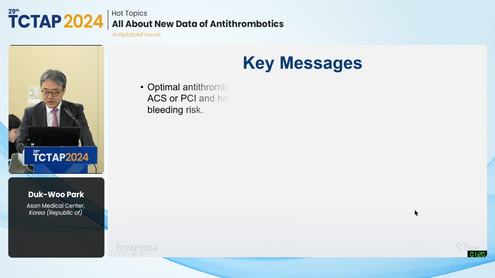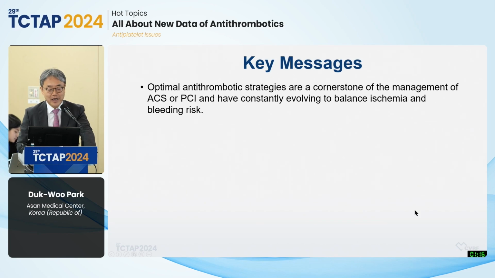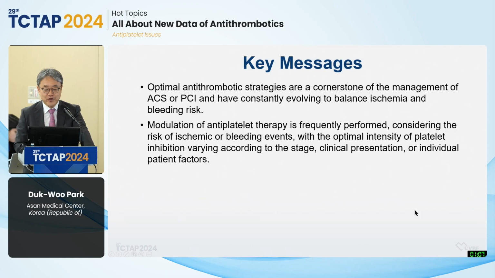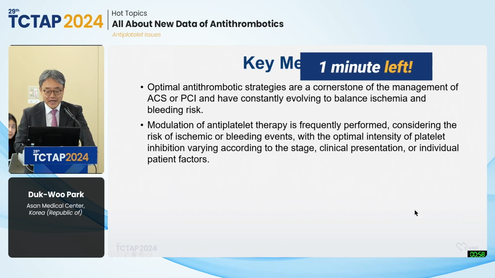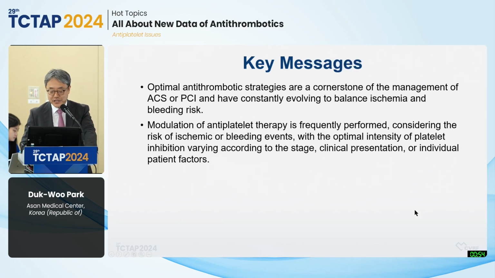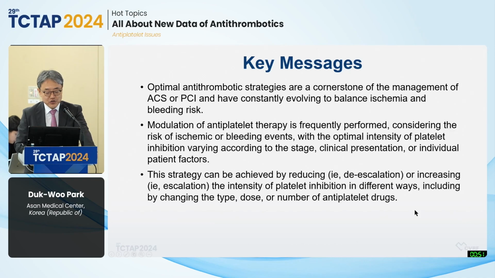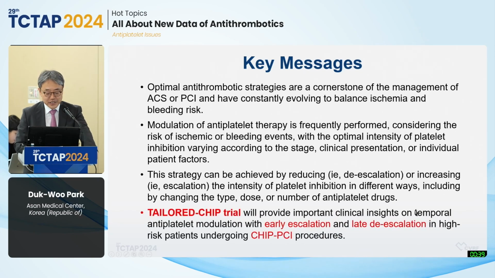So my final key message: optimal antithrombotic strategy is the cornerstone of management of ACS and PCI, and is consistently evolving to balance ischemia and bleeding risk. Modulation of antiplatelet therapy, like escalation and de-escalation, has evolved over time. Optimal intensity of platelet inhibition varies according to stage, clinical presentation, and individual patient factors. Escalation and de-escalation can be done in different ways, by changing the drug type, dose, or number of antiplatelet drugs. And for the CHIP population, there is still limited data.